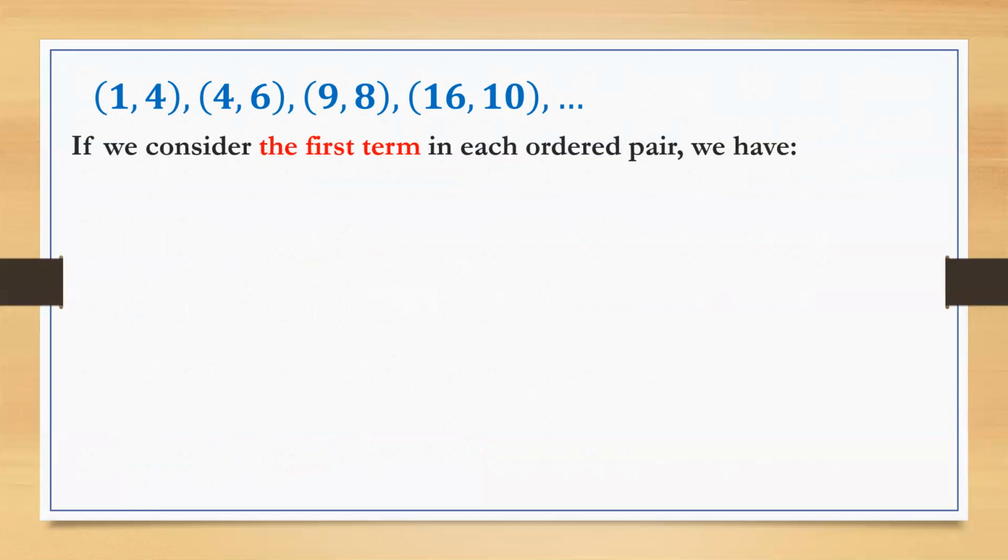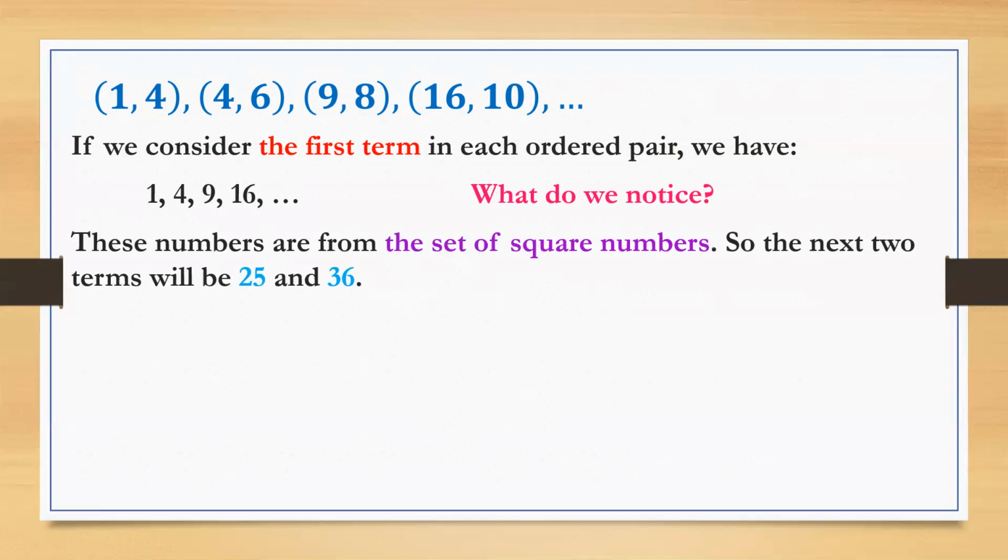If we consider the first term in each ordered pair, we will have 1, 4, 9, 16. Do you remember what type of sequence this is? Yes, these numbers come from the set of square numbers. So the next 2 terms will be 25 and 36.